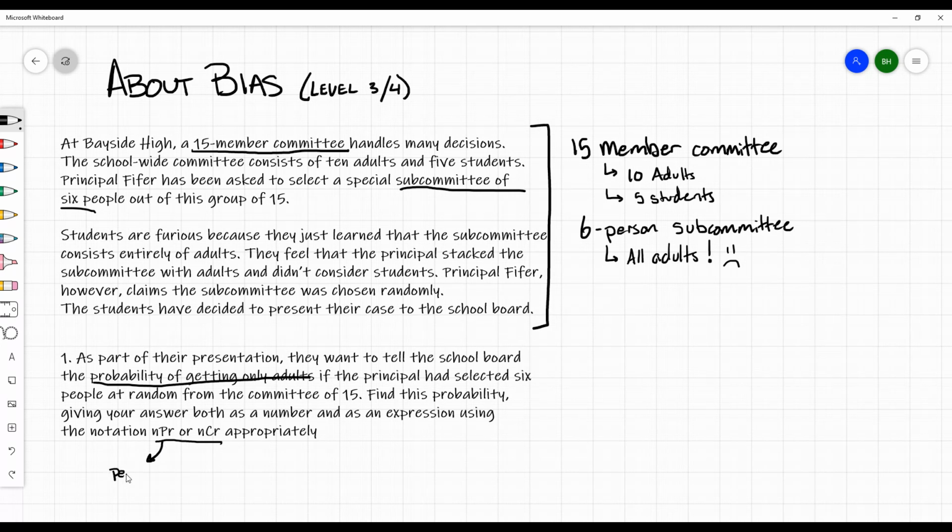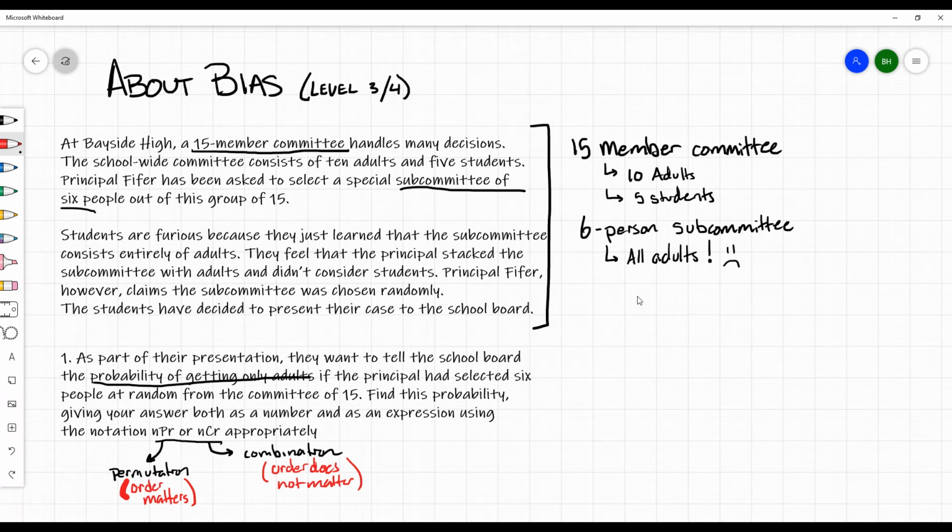NPR is talking about a permutation, and NCR is talking about a combination. And the difference between the two is that order matters. Okay, and we'll talk more, hopefully, about order matters in this problem, so that way you don't get yourself confused when you're taking a test. With a combination, order does not matter.